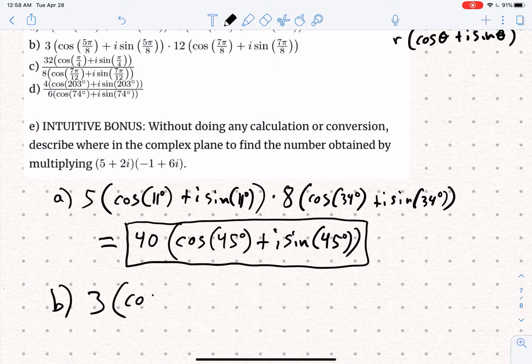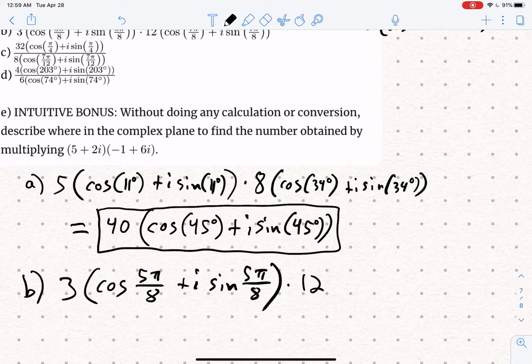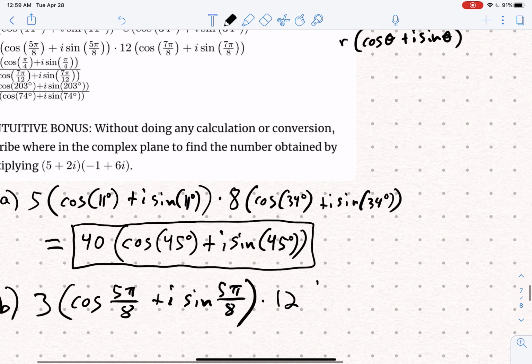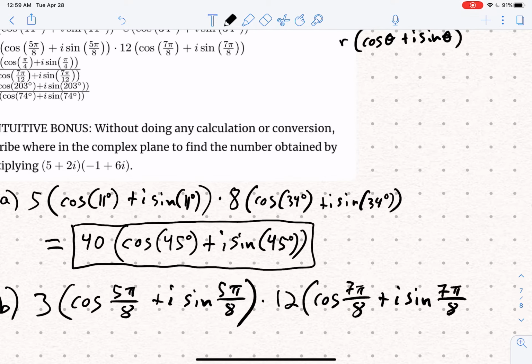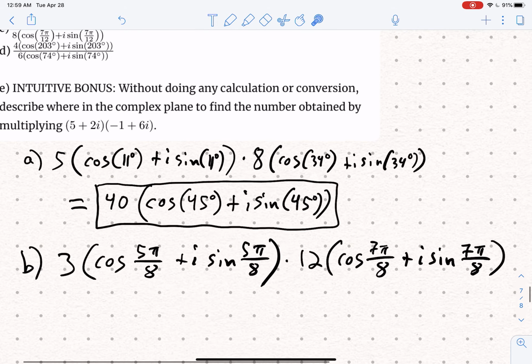So this is 3 times cosine of 5 pi over 8 plus i times sine of 5 pi over 8. That is our first complex number, times 12 times cosine of 7 pi over 8 plus i times sine of 7 pi over 8. And remember, we want to write our answer in polar form. So to do that, we need to find r and we need to find theta of the answer.